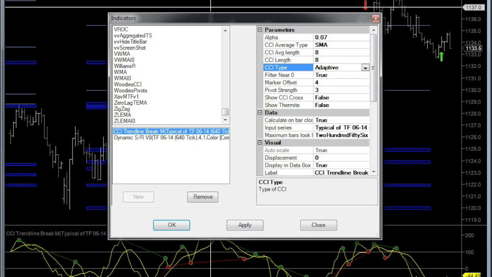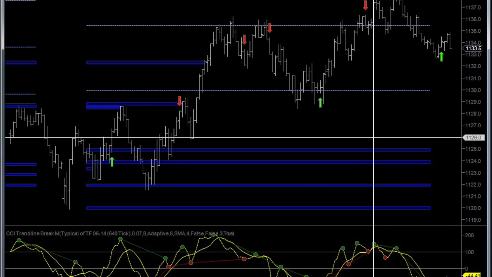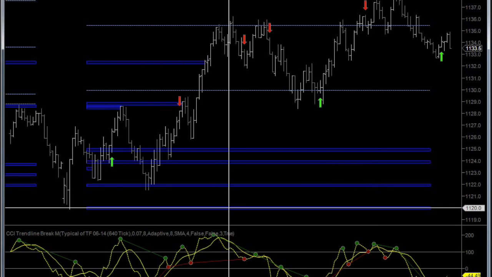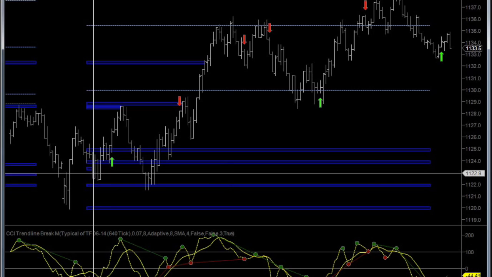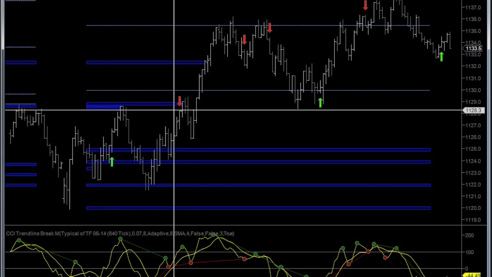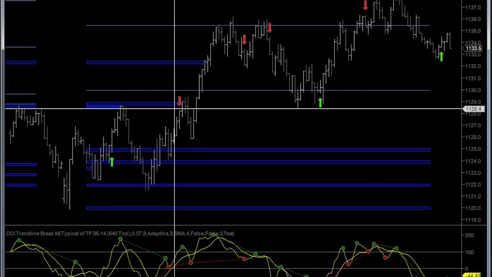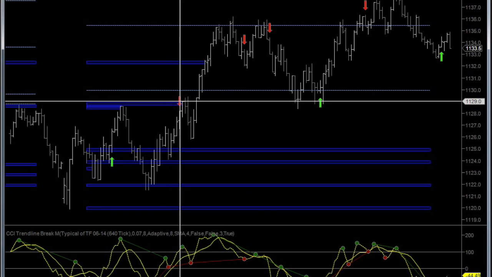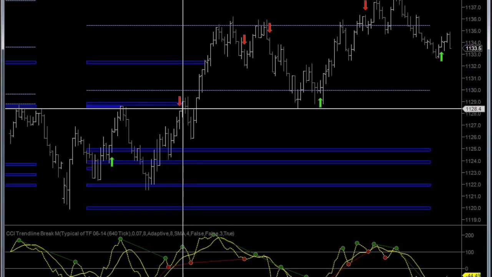So I will just leave it on the simple and show you this chart. We're also looking at the dynamic support and resistance indicator at the same time. And I like to take trades that signals that happen near support and resistance. This is a 640 tick of the Russell 2000 market. So if I see a signal on this higher time frame, I drill down to a lower time frame and make an entry from there.